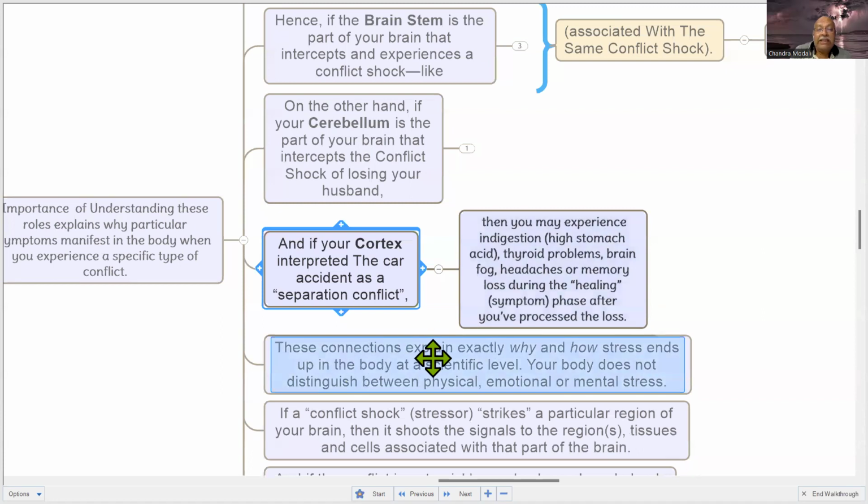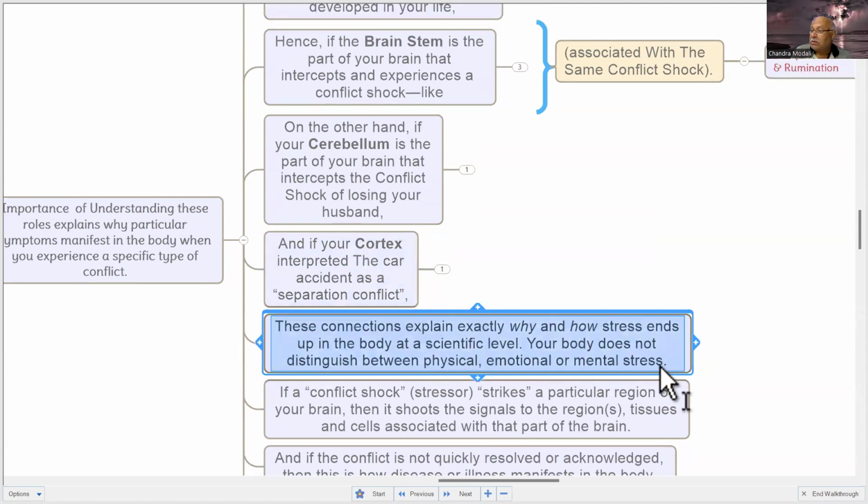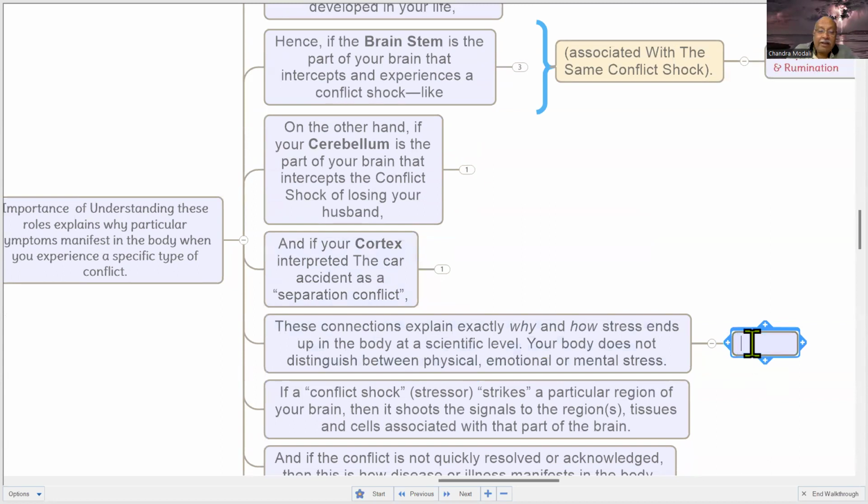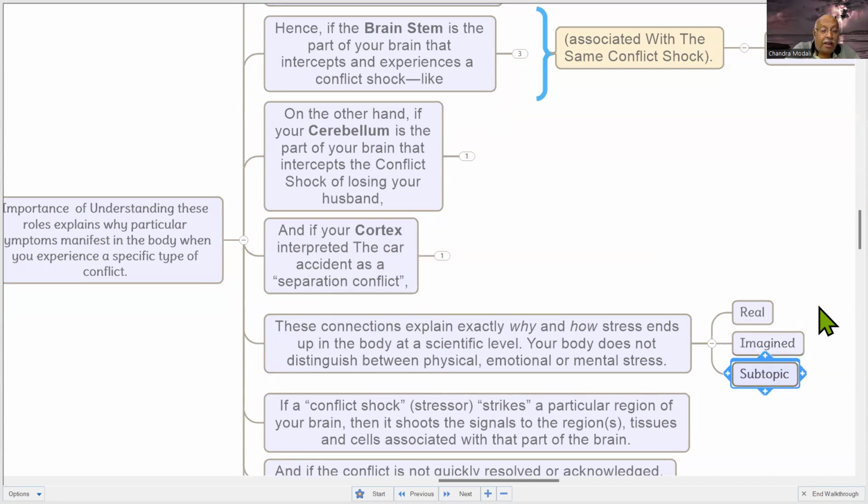Once you have processed the loss, these connections explain exactly why and how stress ends up in the body at a scientific level. Your body does not distinguish between physical, emotional, and mental stress. Note this. That means it can be real, imagined, right? Which means it can onset by memory recalls also.